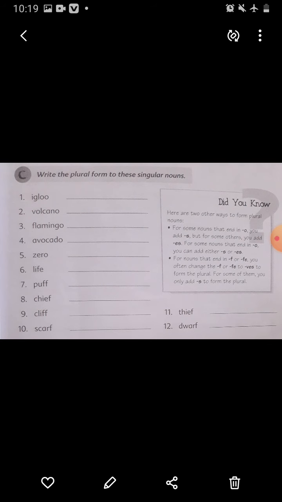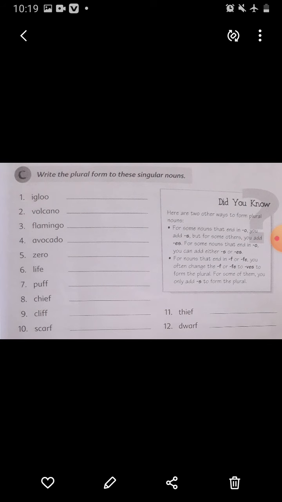Number 5, zero. You can add over here S and ES. Both will be correct with zeros. For example, zero, S, zeros, zeros. ES if you will add, then it's also correct.